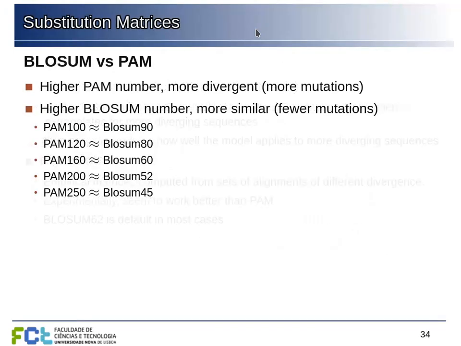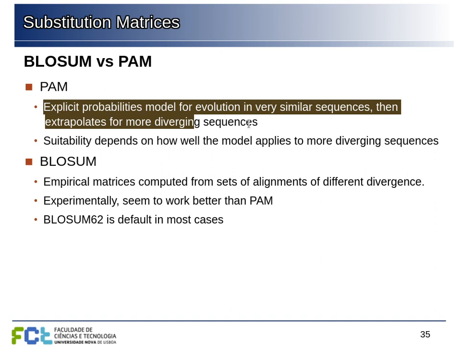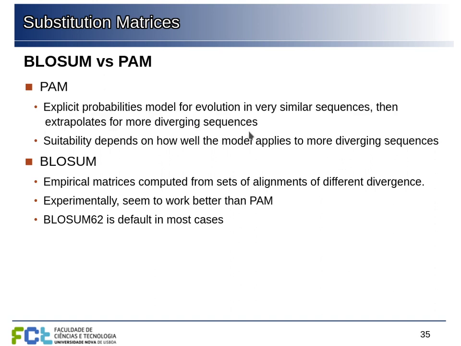Okay, so these are the two initial, or classical, approaches. PAM uses explicit probability models to estimate the relation between the mutations in the DNA and what we are looking at in the proteins. BLOSUM is more empirical. It is computed from sets of alignments, grouping together families of sequences by different levels of identity. And experimentally, it seems to work a bit better than PAM.